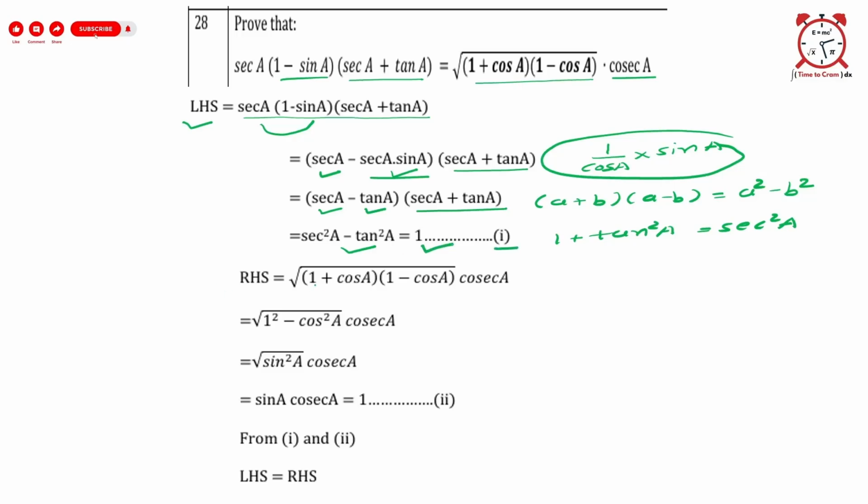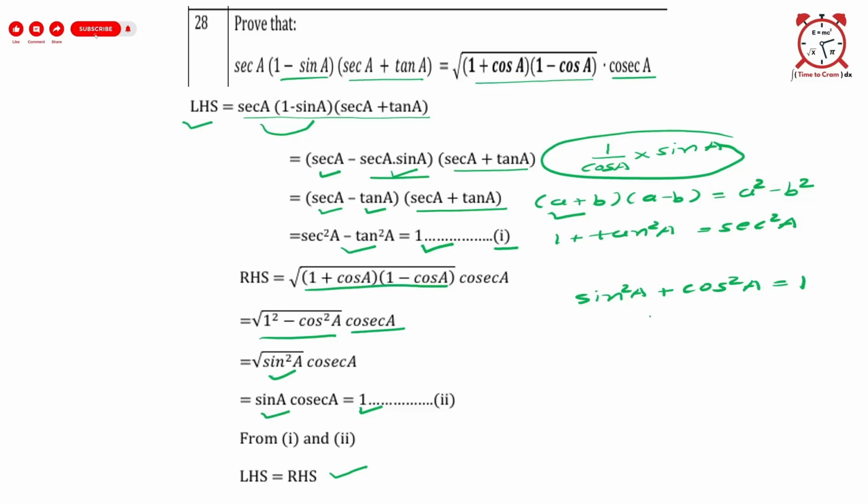Now we will take the RHS. Here you can see again the factors of the algebraic identity. So 1 minus cos square A, outside the square root cosec A. By the trigonometric identity sin square A plus cos square A equals 1, we get sin square A for 1 minus cos square A. Here 1 square means 1. So the square root of sin square A is sin A. Again sin and cosec are multiplicative inverses of each other, so we get 1. This is result number 2, and results 1 and 2 are equal, so we prove LHS equal to RHS. So this is the sum from the trigonometry lesson.